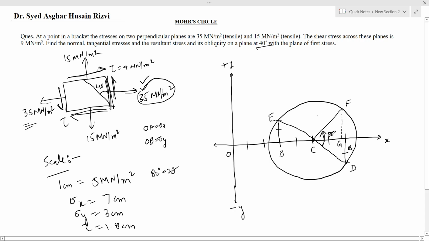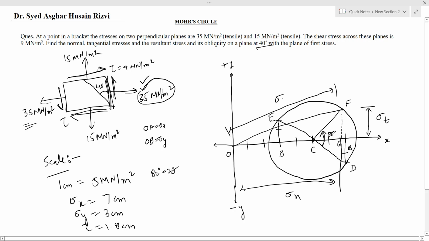Join O and F. We know that this distance from F to G is sigma t. From G to O, it is sigma n. From O to F, it is sigma r. And this is phi, the angle of obliquity. So you can write OG equals sigma n, that is normal stress, FG equals tangential stress, and OF equals sigma r. We'll measure the angle FOG and it will be equal to phi through protractor.